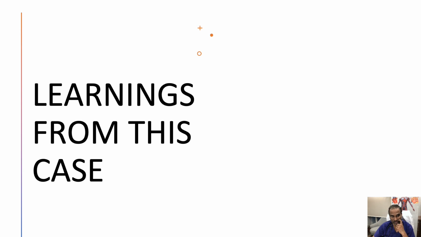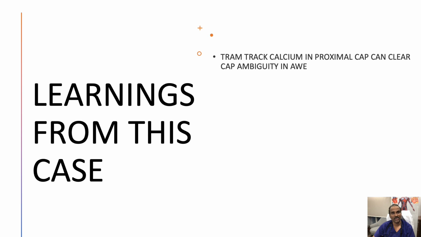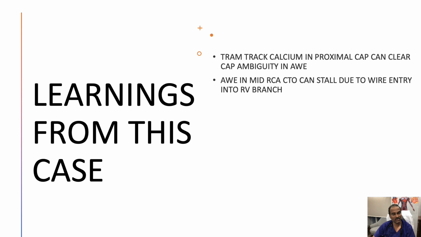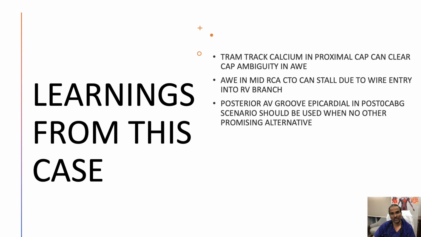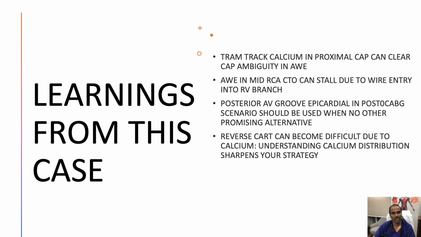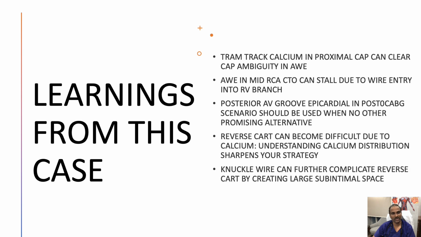So the learning points from this case are: tram-track calcium in the proximal cap can clear cap ambiguity in antegrade wire escalation. Antegrade wire escalation in a mid-RCA CTO can stall due to wire entry into the RV branch. Posterior AV groove epicardial collateral in a post-CABG scenario should be used when no other promising alternative is present. Reverse CART can become difficult due to calcium. So understanding calcium distribution sharpens your reverse CART strategy, and also helps select the site for reverse CART.